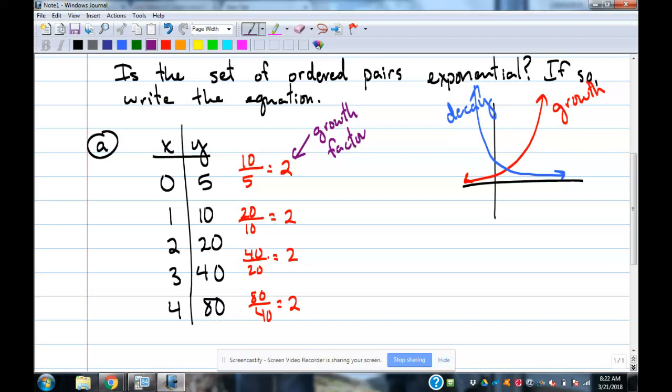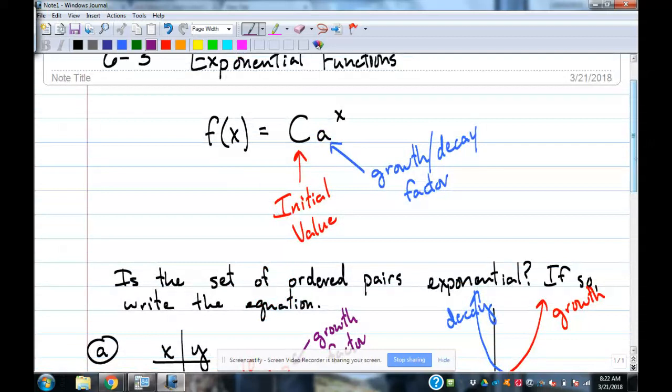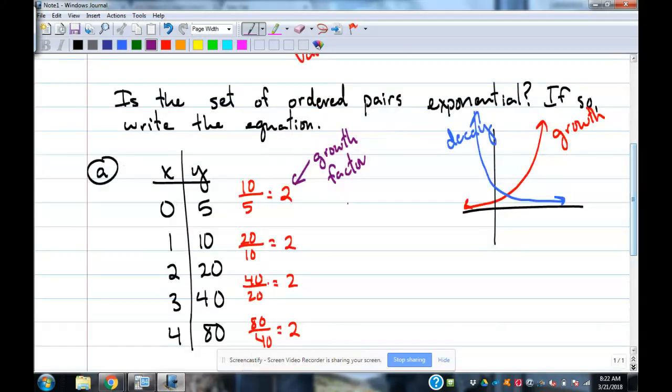Okay? So that's the growth factor, which is what part of the original equation? A. The growth factor is A. So with our function, we know A is 2. I don't know why I wrote it so small, but C times 2 to the x. Now we need to know what C is. C is the initial amount.